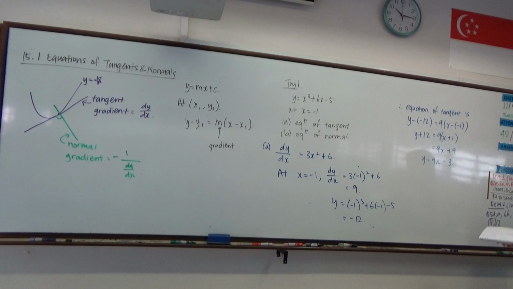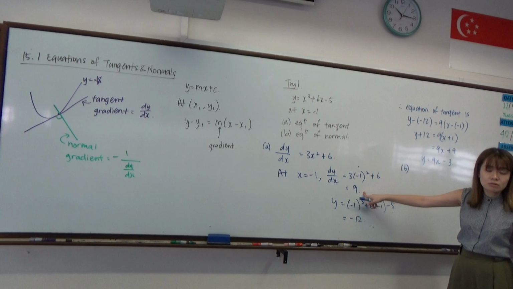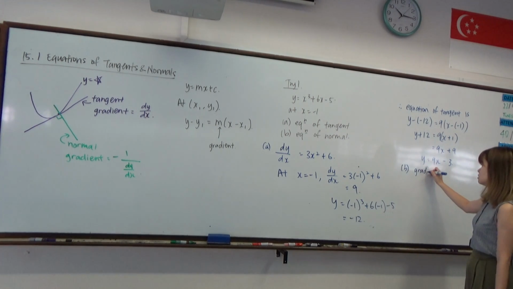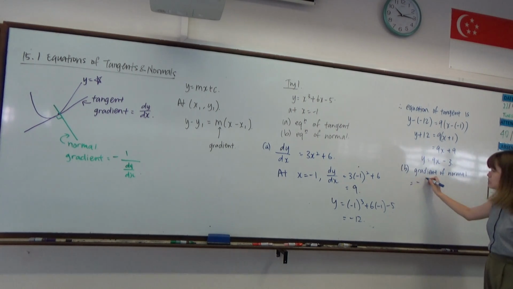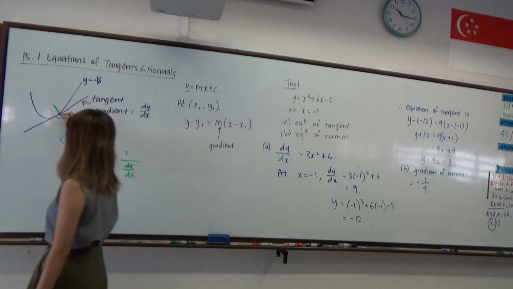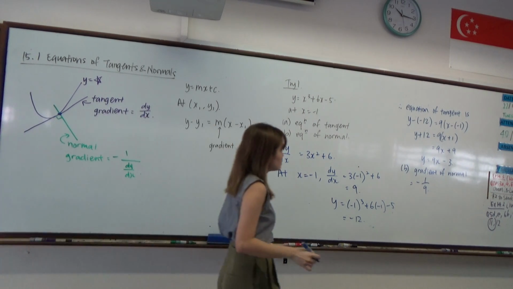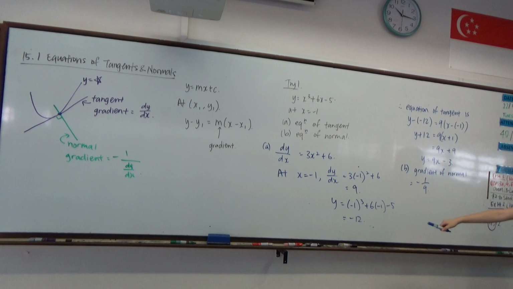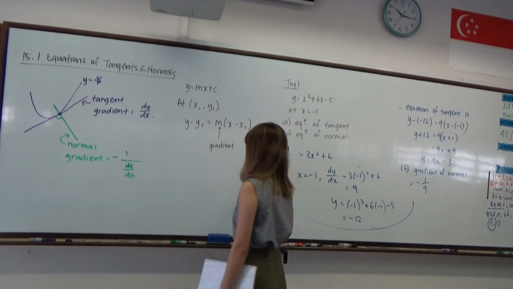Then after that we need to find out what's the equation of the normal. Since we know the gradient of the tangent, the gradient of the normal will be the negative reciprocal of the gradient of the tangent. So that is -1/9. The normal will also lie on the same point that we have found in part A. So we will just use that point -1, -12 to find out what is the equation. So let me continue here.